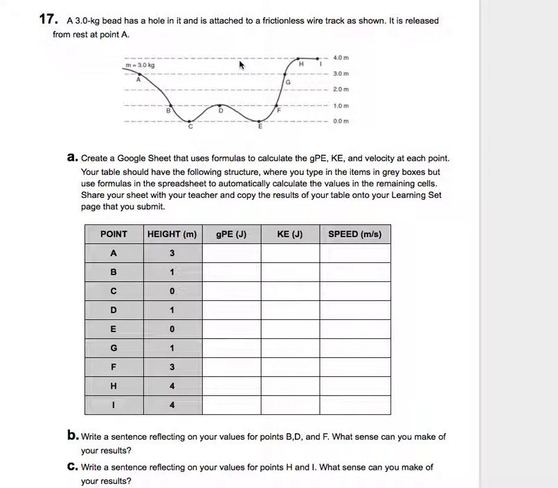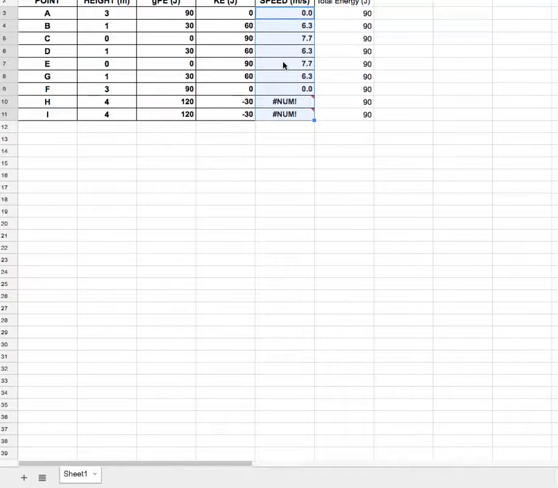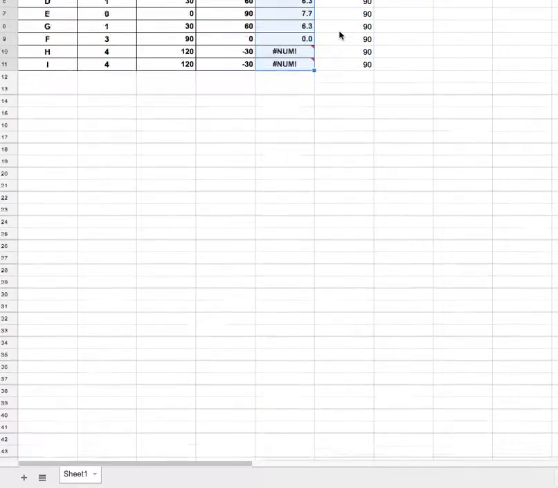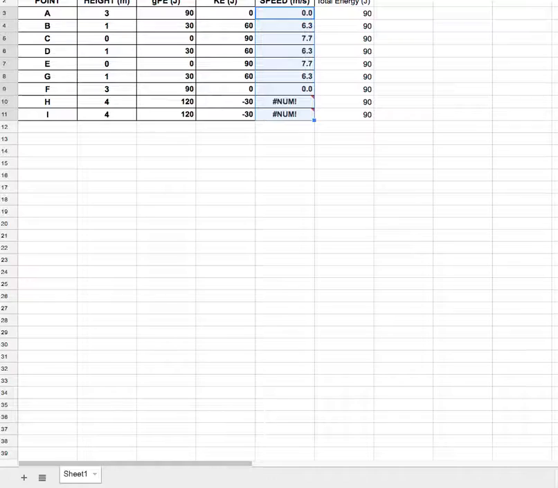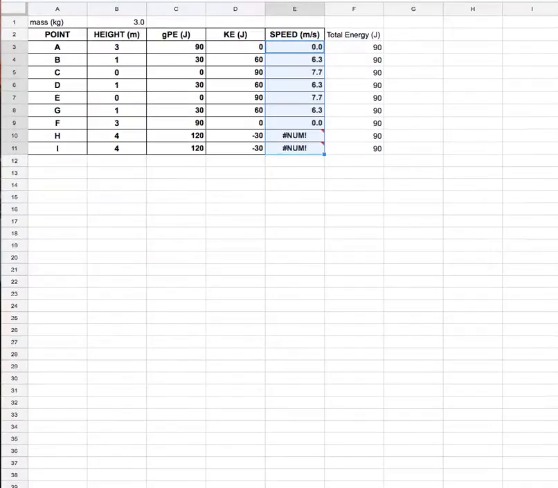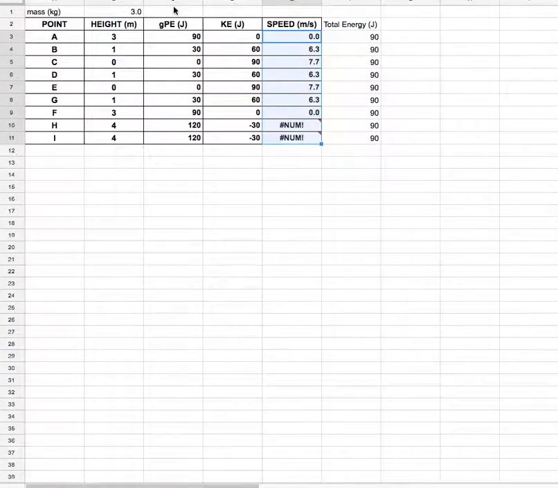This is question 17. I had to create a Google sheet with gravitational energy, kinetic energy, and velocity at each point. So I went ahead and did that. I also created a place for the mass, and I did a total energy column.